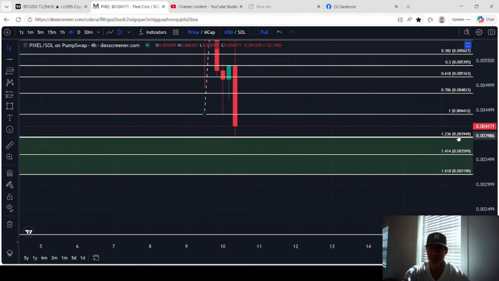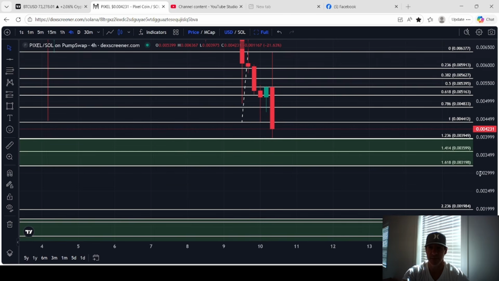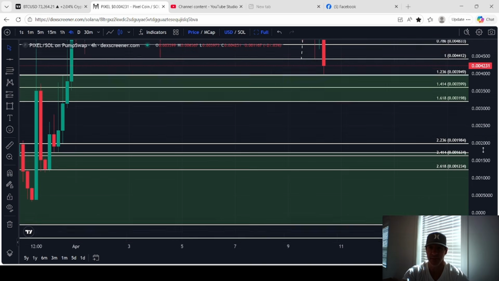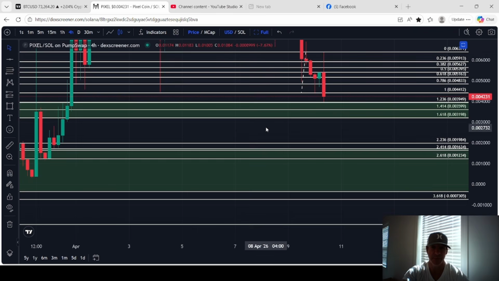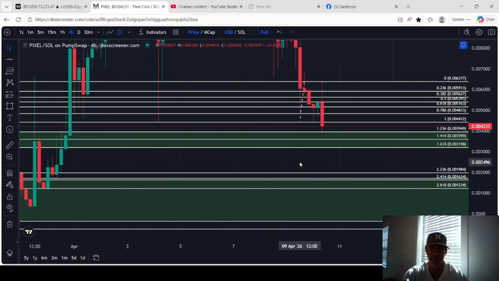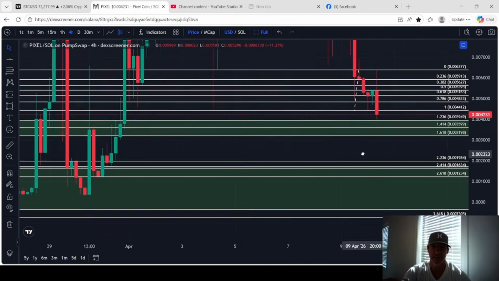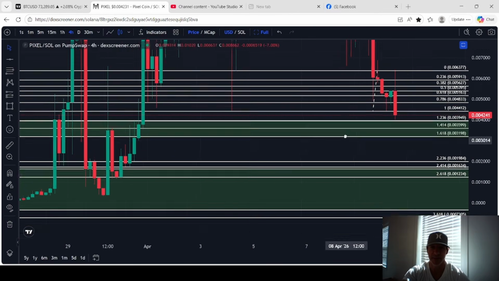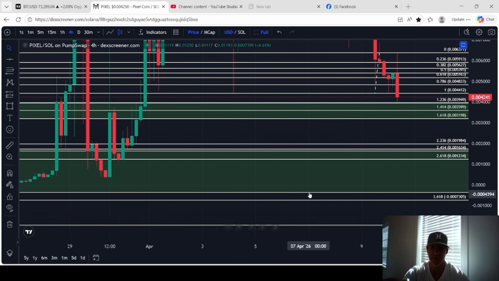So the 1.236 at 0.003949, and then the 1.618 at 0.003198. So that's what I'm looking for, and then you have a 0.236 down here, this area. Then they had that other major level from this one right here. So I think I like this better from here to here, because you still get the same levels as the green box down here.